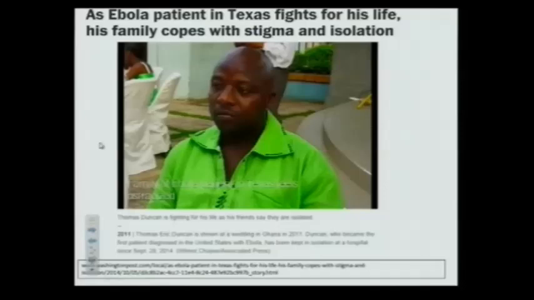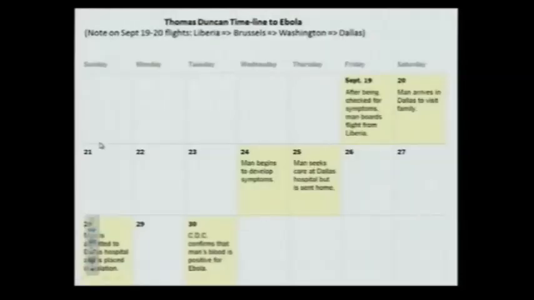He was infected elsewhere, but came here while he was what? Incubating the disease. We'll look at that in a second. But he became sick here, first patient ever, okay? This is the chronology. It's so interesting. He left Liberia on September 19th. He did not fly to the U.S. He flew first to Brussels, and then from Brussels to Washington, D.C., and Washington to Dallas, where he arrived on the 20th. Did not become sick until the 24th.